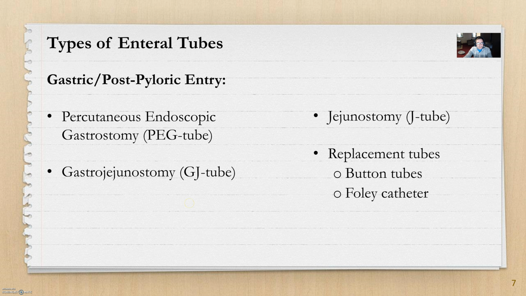And then also there's the gastrojejunostomy tube. This is the one that goes, like the video said, in the same way as a G tube, but there's a J tube placed through it because they want the tube feedings to hit the jejunum for one reason or another.